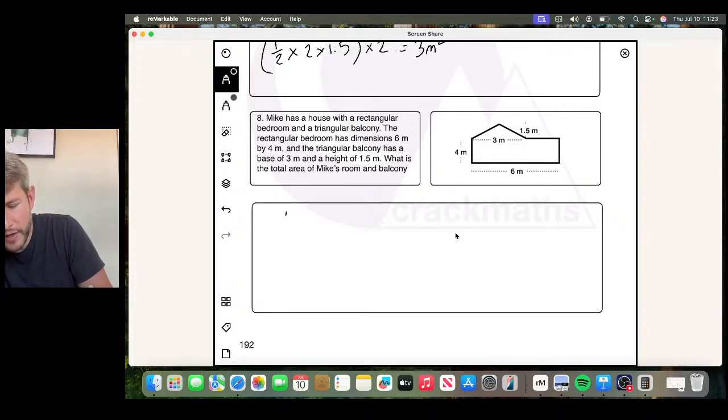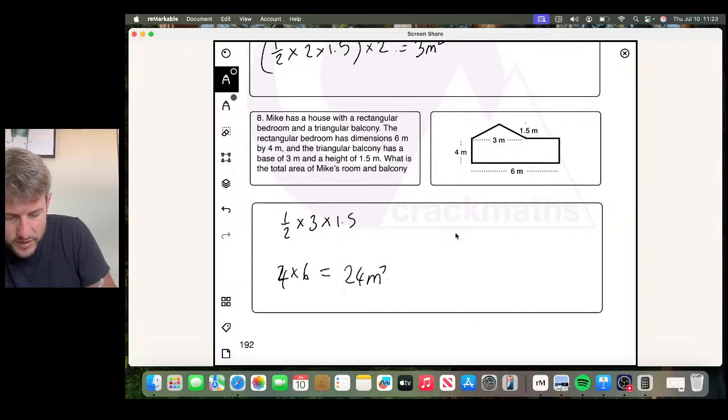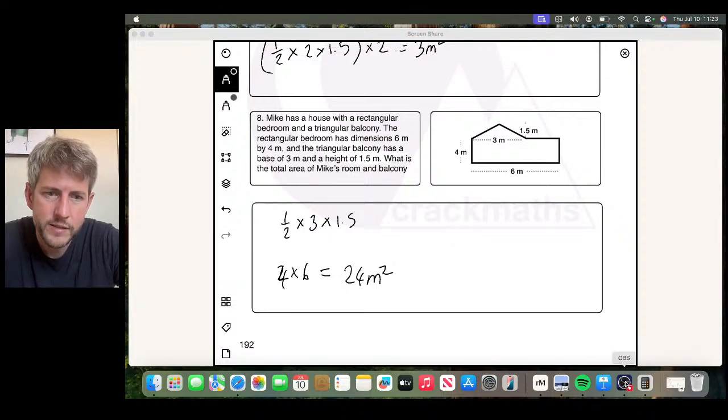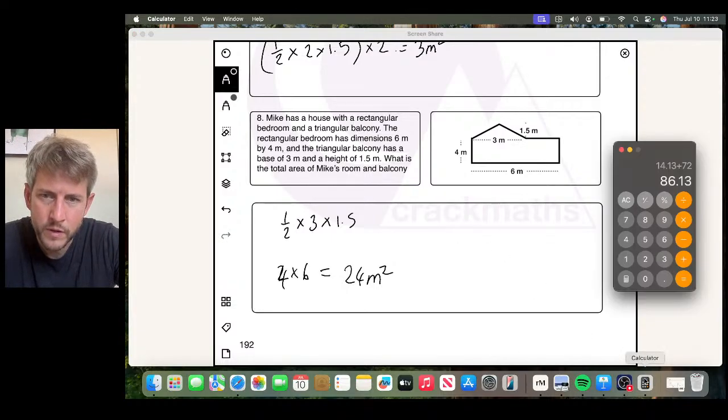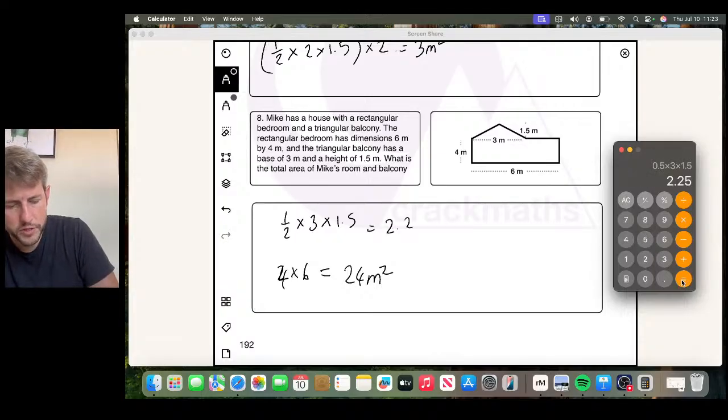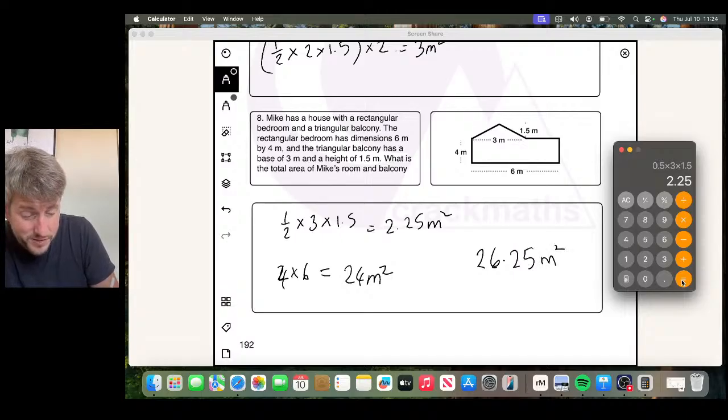So let's do the triangle first. A half times 3 times 1.5, and then we'll do the rectangle, which is 4 times 6. 4 times 6 is easy to do, so that's 24 meters squared for this. And then let's do this bit here. So we have 0.5 times 3 times 1.5, and that equals 2.25 meters squared for the balcony. So add those together gets us 26.25 meters squared.